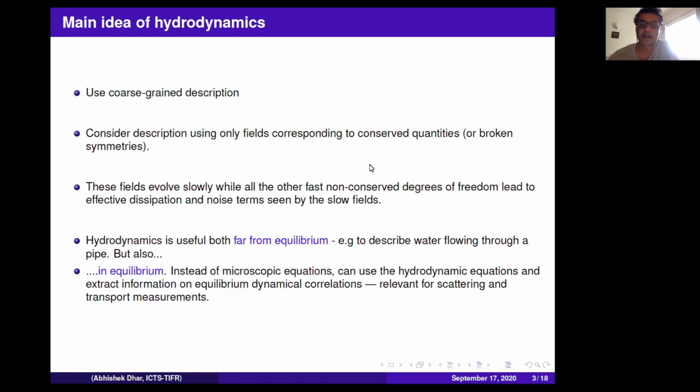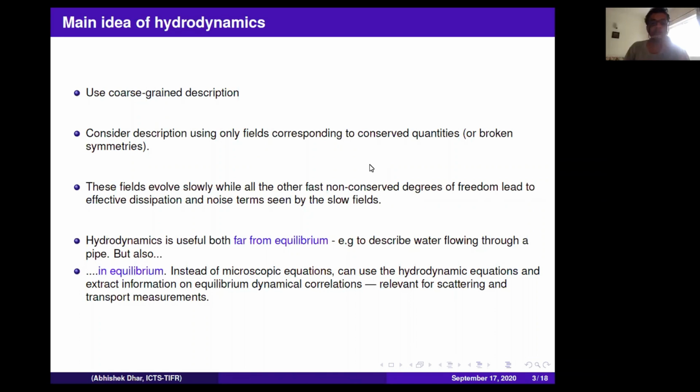While all the other degrees of freedom which are not conserved evolve fast, and they provide a thermal reservoir for the slow degrees. Because of this, the internal degrees of freedom corresponding to each coarse-grained description of the macroscopic fields serve as sources of dissipation and noise for the slow fields. Okay, so this is what I'll try to explain in the derivation.